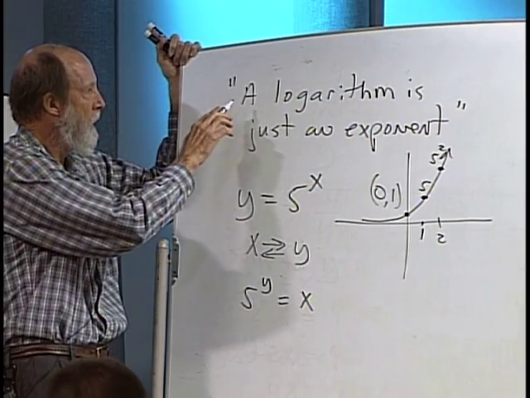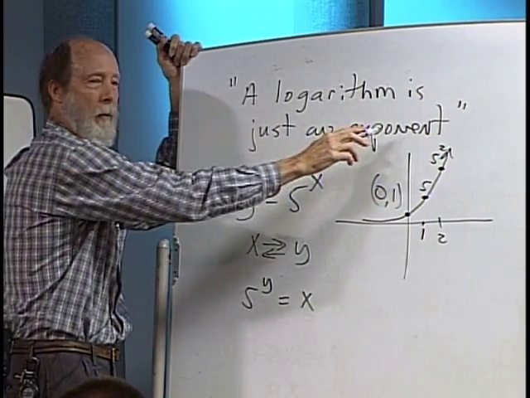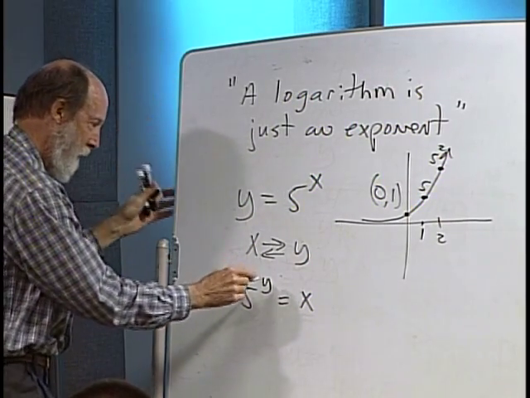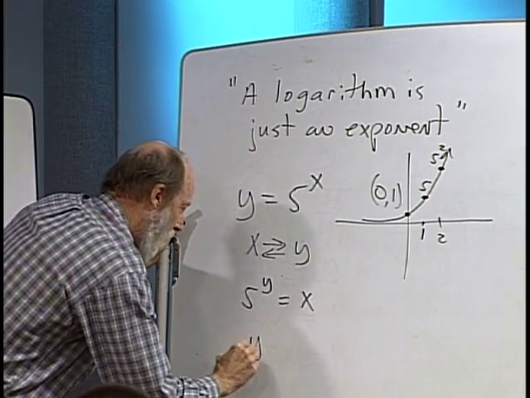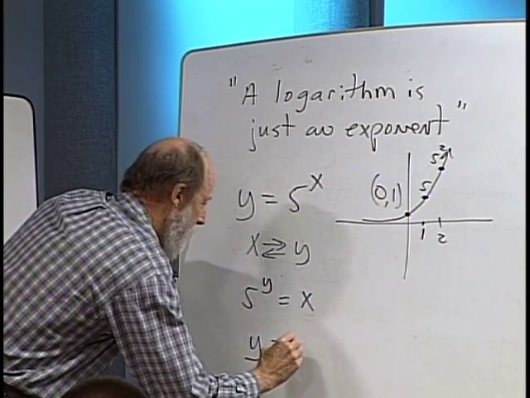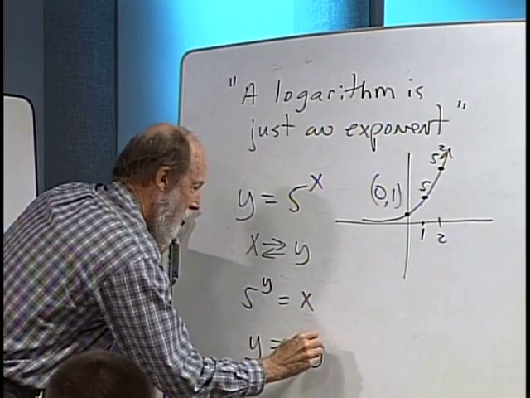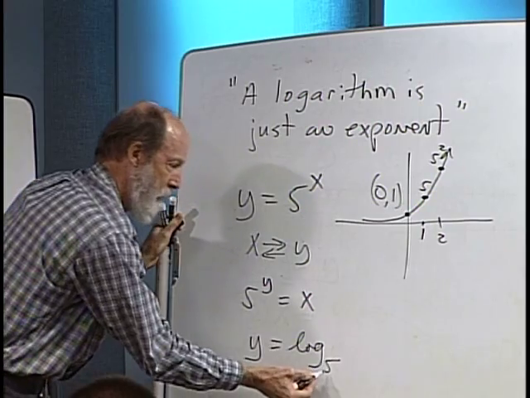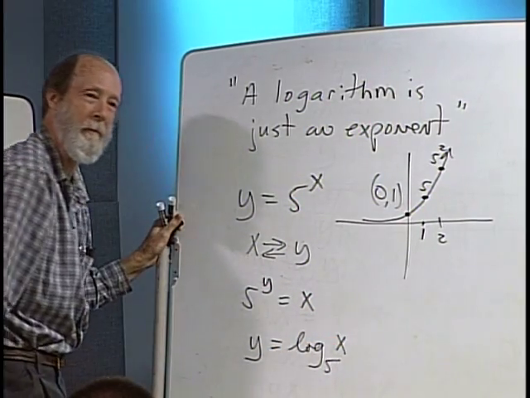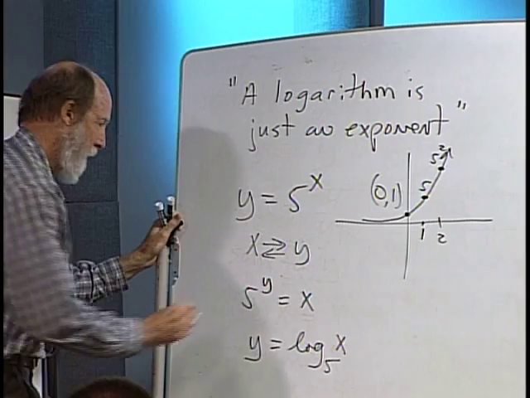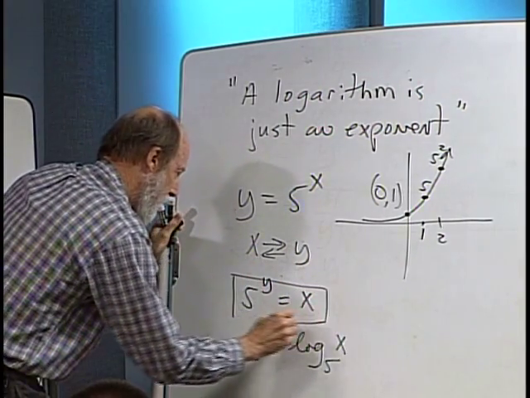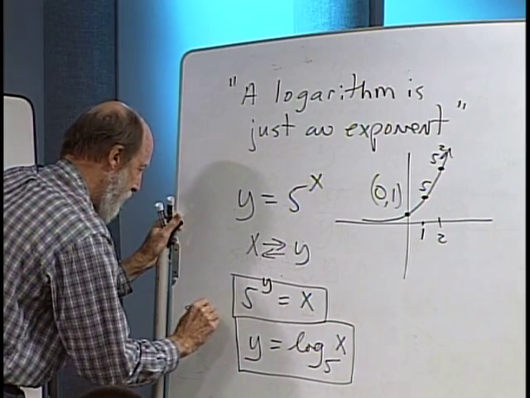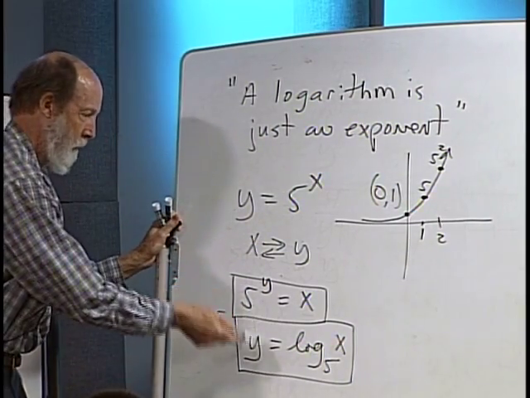So look up here. A logarithm is just an exponent. Well, the mathematicians decided to write this as y equals the logarithm. In other words, you can think of this as an exponent. Base 5, you have to put a little subscript there, of x. So these two expressions right here and here are the same.